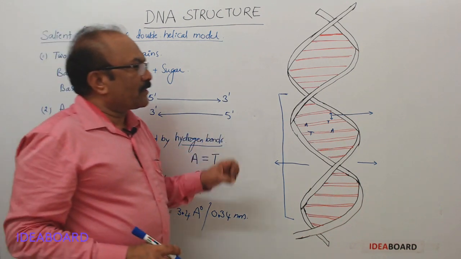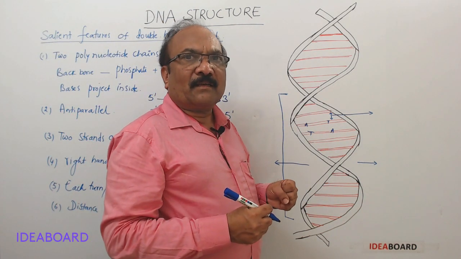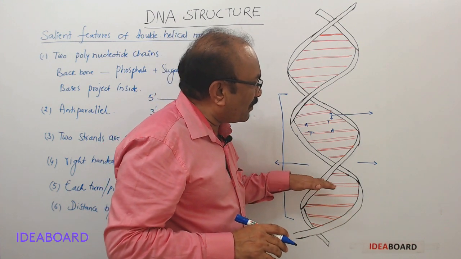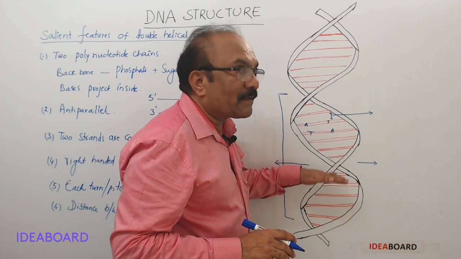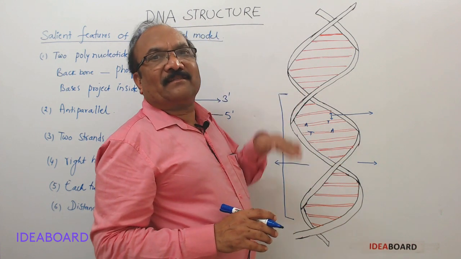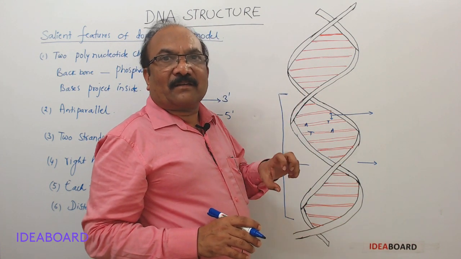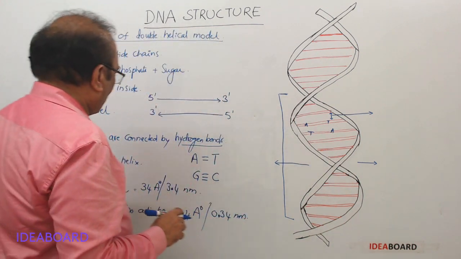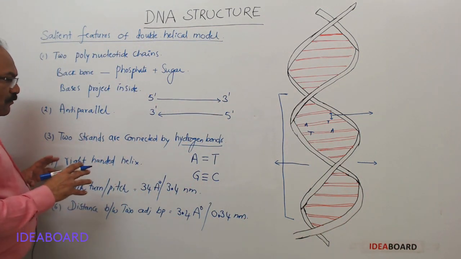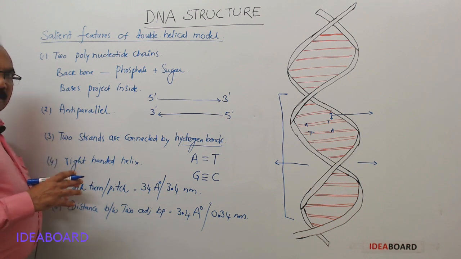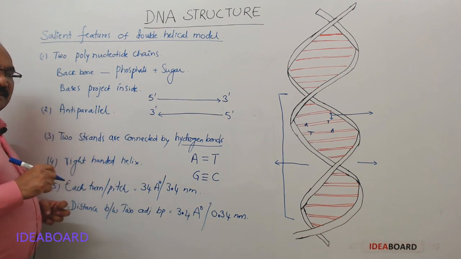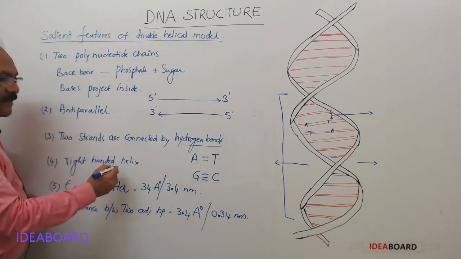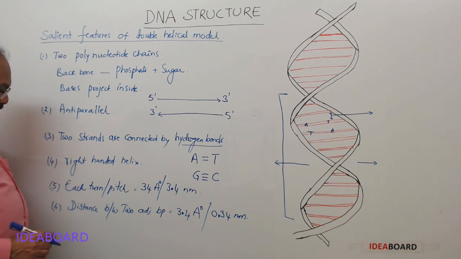That's why this double helix has stability, because of these hydrogen bonds, as well as these bases being stacked one above the other, and that confers stability to this double helix. And one more thing, this double helix is twisted in what direction? Right-handed direction. So that's why it is called a right-handed helix.